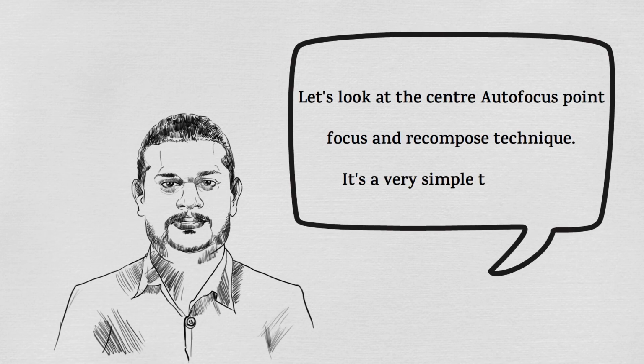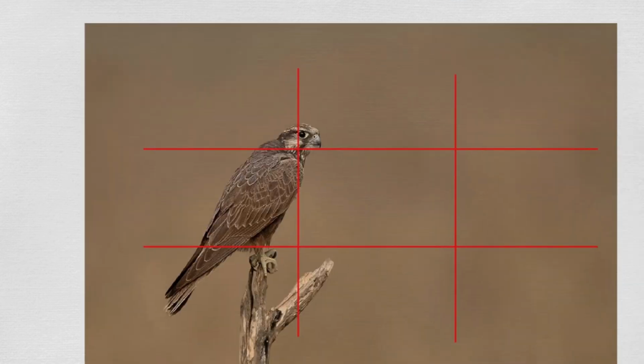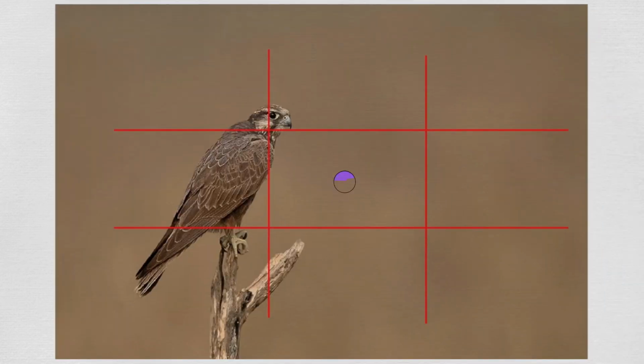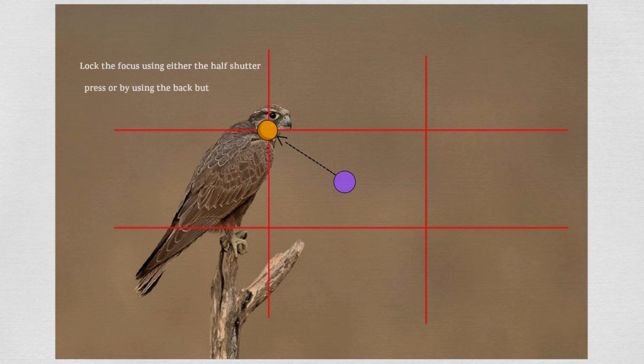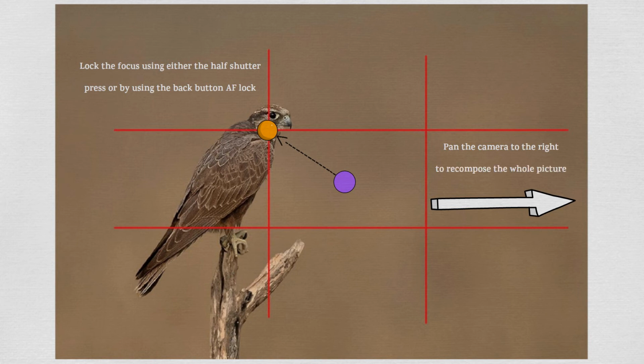It's a very simple technique. We have the center point, and all we have to do is first move the camera in such a way that the center point moves towards where you want to focus on the subject. Then you lock focus on the subject using either a half shutter press or a back button AF lock, and you lock the focus. Then you pan the camera to the right or left depending on how you want to recompose the whole picture.